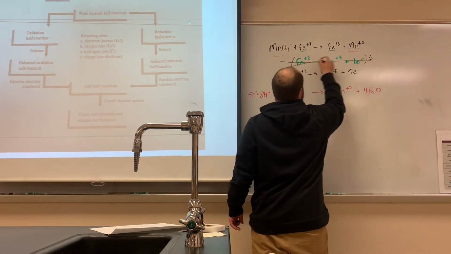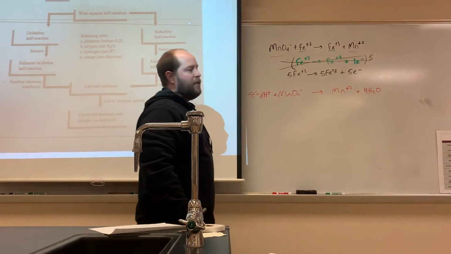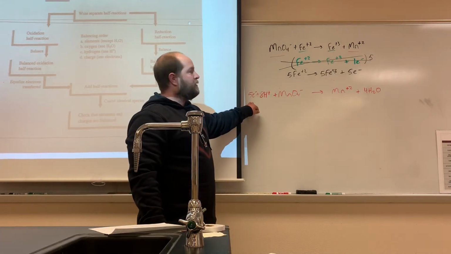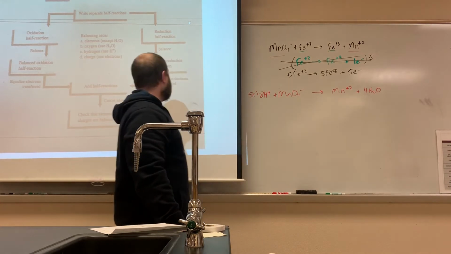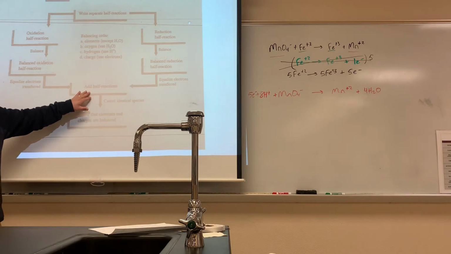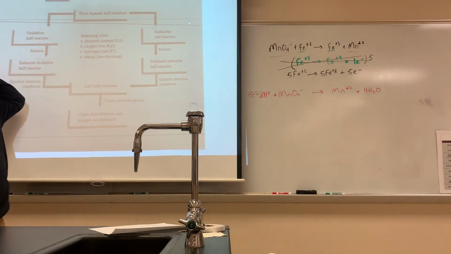When I multiply it, I cross it off. That way I don't get confused, okay? I've changed it, so I'm just gonna cross it off. Now this one's got the 5 electrons, so we'll be good to go, okay? Then we're gonna add them together, and then it says cancel identical species.